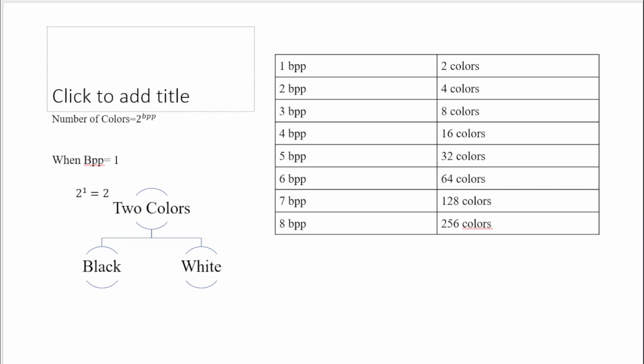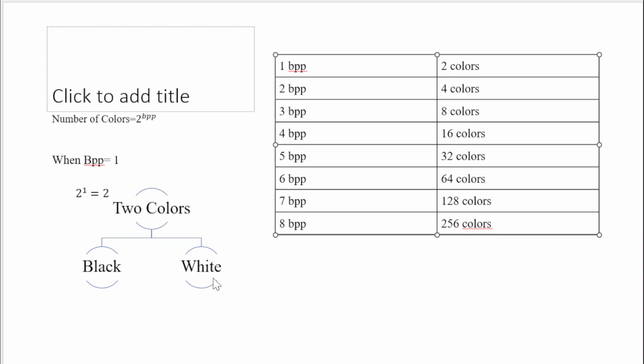So if the BPP of an image is 1, it will only have 2 colors. You can see the table here. If the BPP of the image is 2, it will have 4 colors. If the BPP of image is 3, it will have 8 colors. So the simplest formula to identify how many colors an image can have is equal to 2 raised to the power BPP. So when the BPP of the image is 1, it means it's basically a binary image and it only has 2 colors. The colors are black and white.